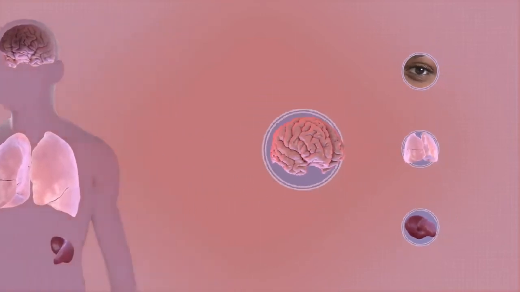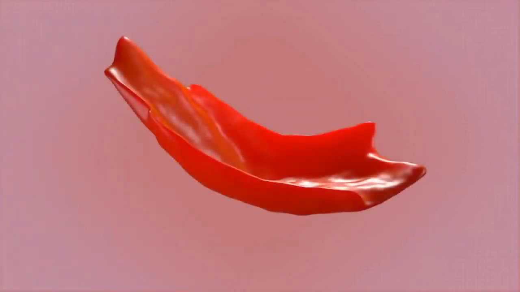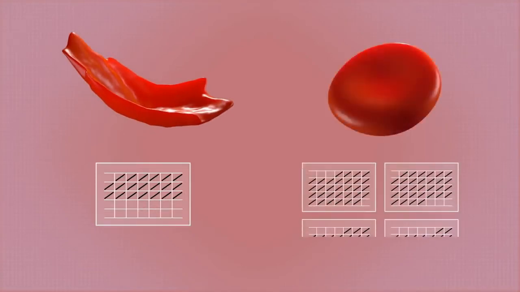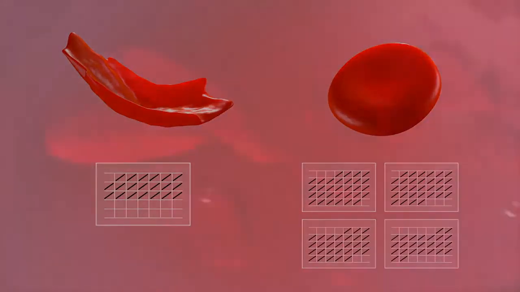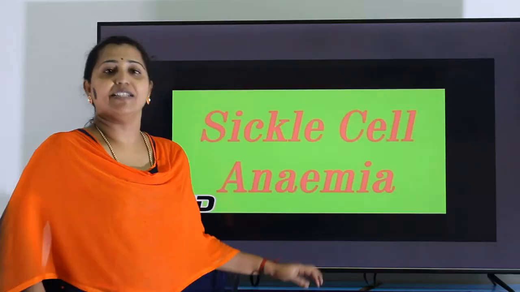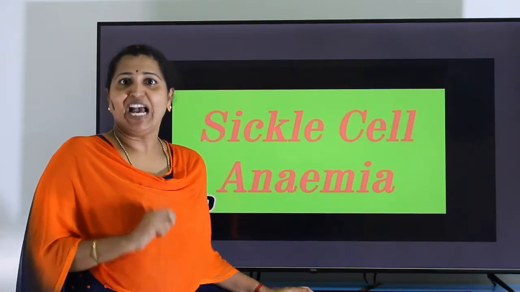Worse still, sickled red blood cells also don't survive very long, just 10 or 20 days, versus a healthy cell's 4 months. This short lifespan means that patients live with a constantly depleted supply of red blood cells, a condition called sickle cell anemia.